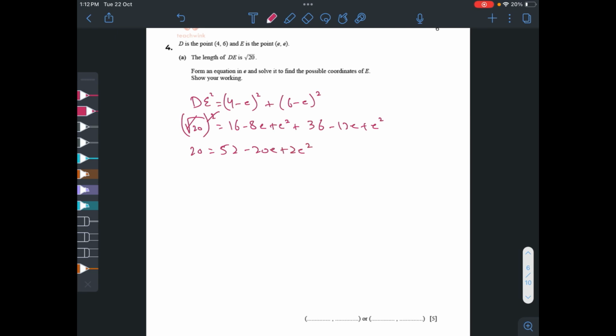Now let's bring all the values to one side. This becomes 2e square minus 20e plus 52 minus 20 equals 0. This gives me plus 32 is equal to 0. If I simplify this equation, this is going to give me e square minus 10e plus 16 equals 0. Now from 16, I'm supposed to find out the factors that make negative 10. So I write e square minus 8e minus 2e plus 16 equal to 0.